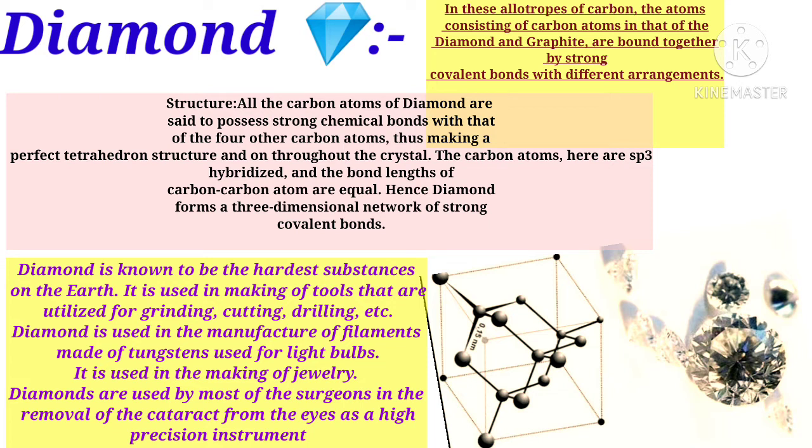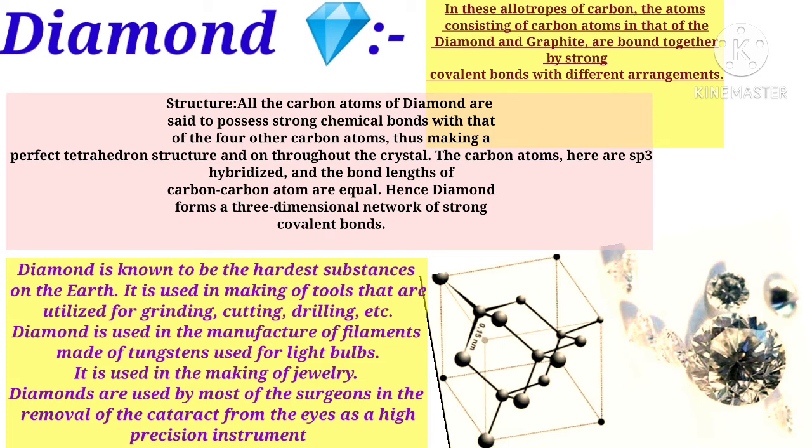It is chemically inert. It is not attacked by acids, alkalis and salts. It burns in air on heating at 900 degrees centigrade to form CO2. It reacts with fluorine at 700 degrees centigrade to form CF4, carbon tetrafluoride. The diamond structure is like this.